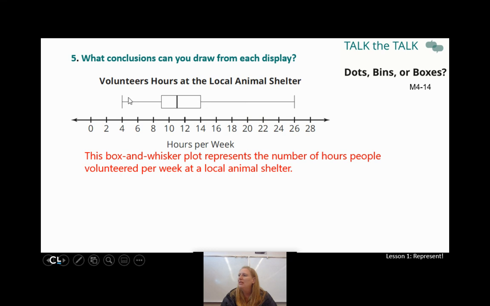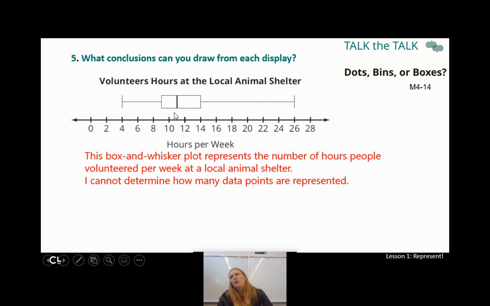All right. The only thing about this, as cool as this box and whisker plot is, I literally have no idea how many data points there are. Right? I don't know how many people volunteered for 10 hours. I don't know how many people volunteered for 18 hours. I have no idea. So that's something I'm going to point out. I don't know how many data points are represented here. I have no idea how many volunteers there are. But I do know a few things.